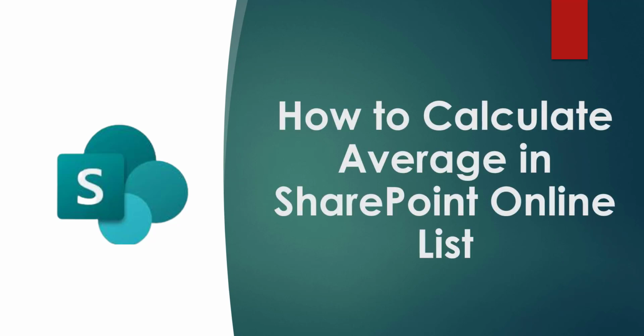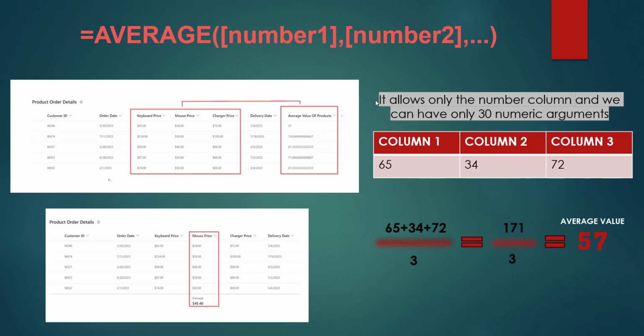I'm Imashree. In today's video, I'm going to show you how to calculate average in SharePoint online list. Before calculating an average, we should know that it values only the number column and we can have only 13 numeric arguments to pass. As shown above, this is our average function syntax. Let me explain within two scenarios.